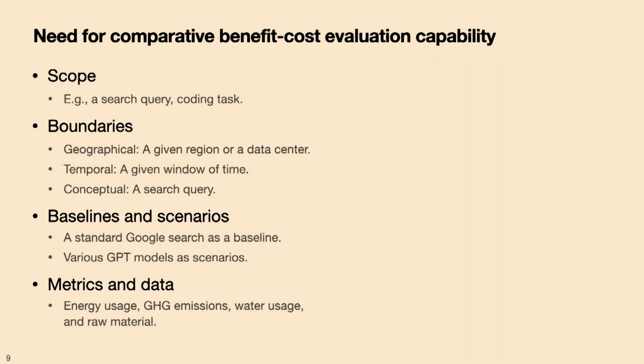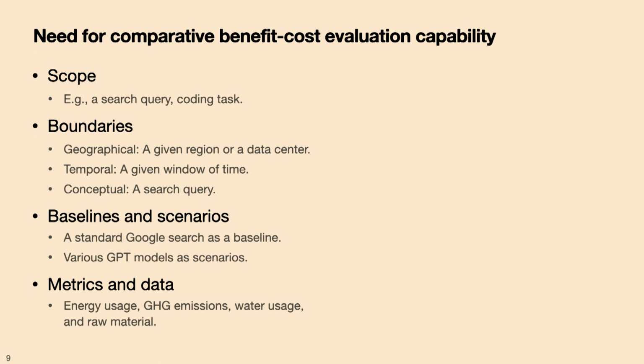So how do we propose to do that? In industrial ecology, there is a well-defined method of investigating impact called life cycle assessment, where you define a scope, a very well-defined application. You define your boundaries, you define your baselines and scenarios. It could be, for example, standard Google search versus ChatGPT-based search. And then you have certain metrics and data to quantify the impacts.